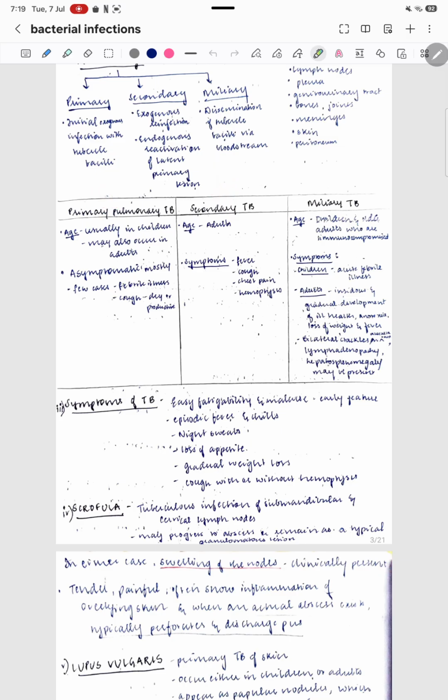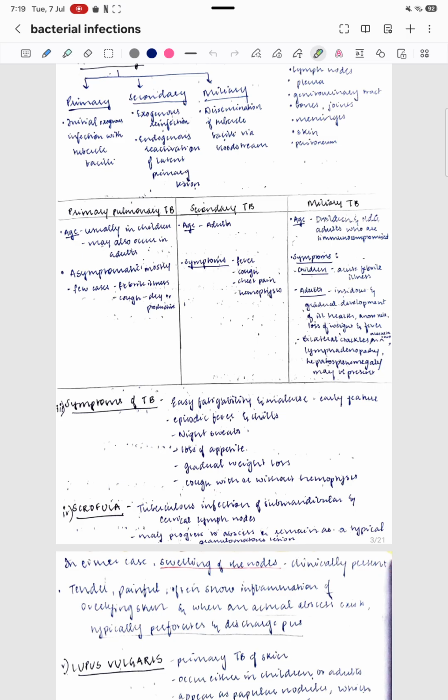First is the primary. Primary is usually occurring in children. It may also occur in adults. We cannot certainly say that this occurs only in children; it can occur in adults. It is symptomatic, and in most cases causes febrile illness and cough, which is usually dry or productive. This is also controversial; it could be dry, it could be productive as well. Now coming to the secondary TB. Secondary TB is exclusively occurring in adults and the symptoms are the same: fever, cough, chest pain and hemoptysis.